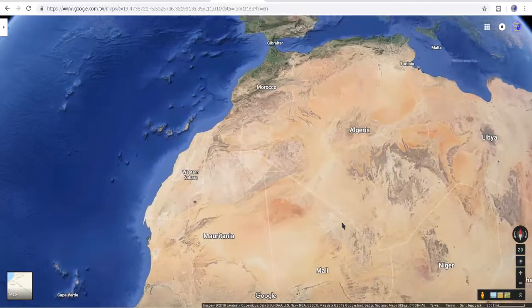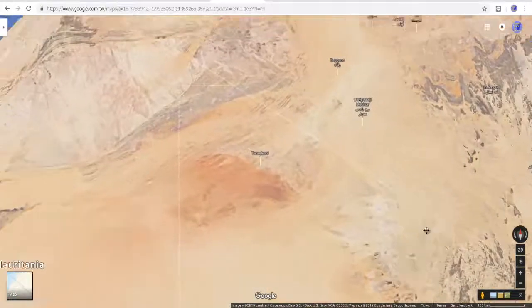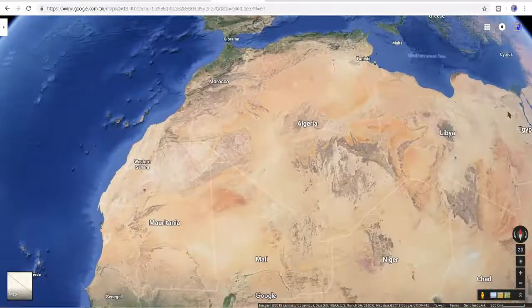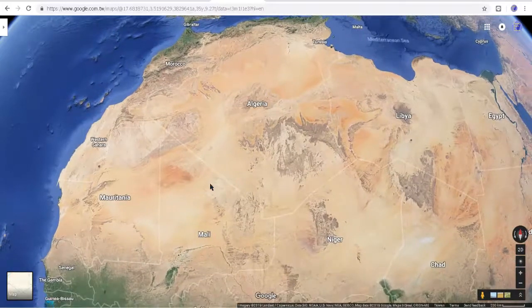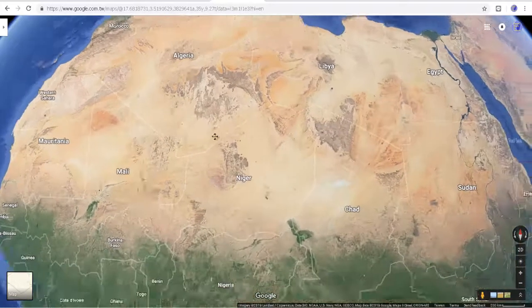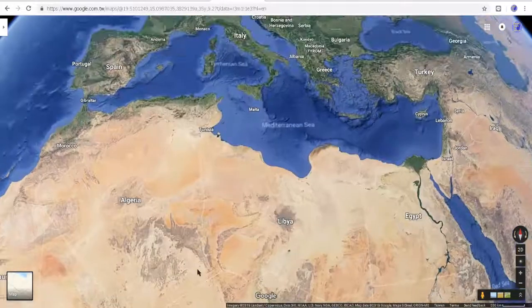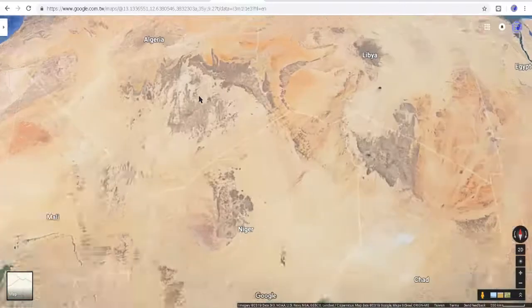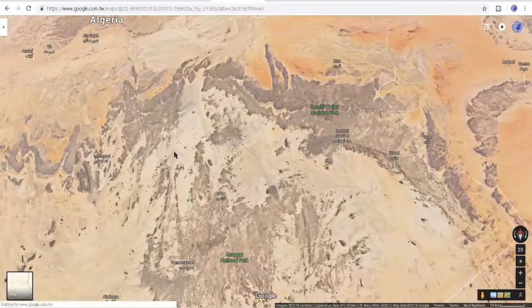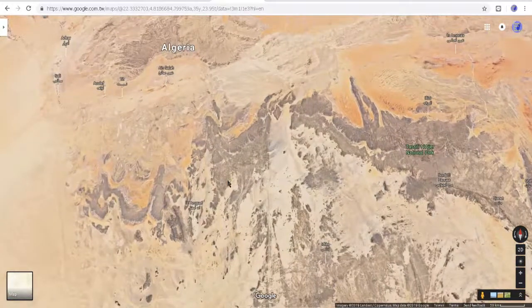erosion, major, massive erosion. Remember, the United States can fit right here. So this is bigger than the United States. This is as big as the western United States. This is 200, 400, 600, 800, 1,000 kilometers. Look at that hard bedrock sticking through. That's not just sand right there.